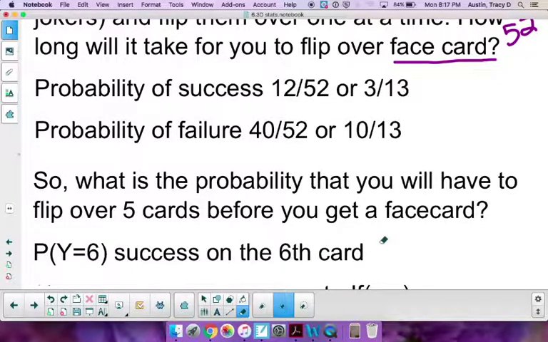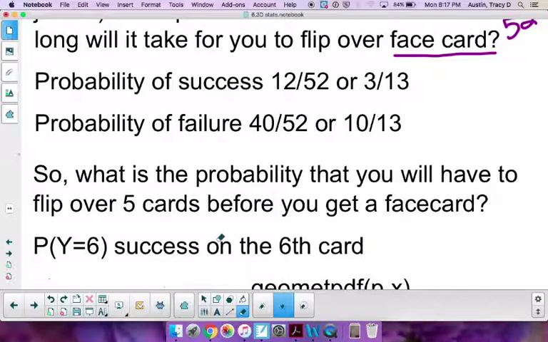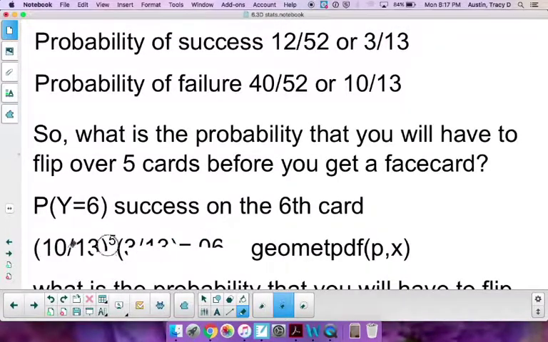Okay, so the setup for that would look like this. I have my probability of failure, 10 out of 13, 5 of them, times 1 success, and it would be 0.062. So about a 6.2% chance that I'll have to flip over 5 cards that won't be face cards, and then I'll get a face card.